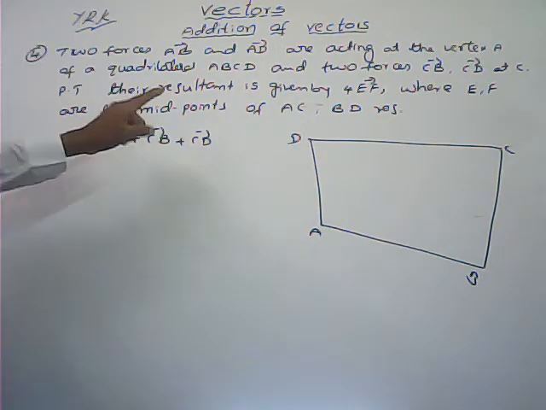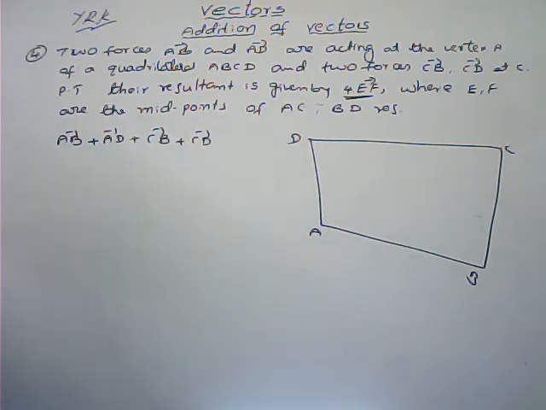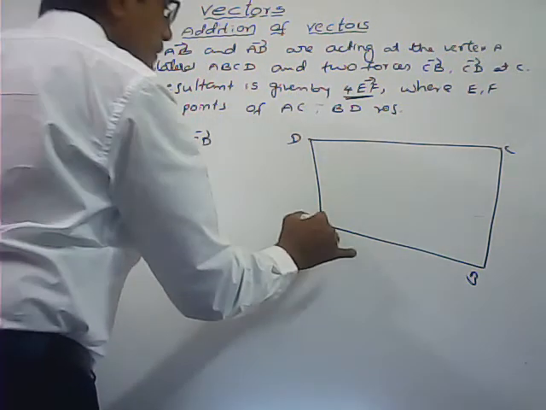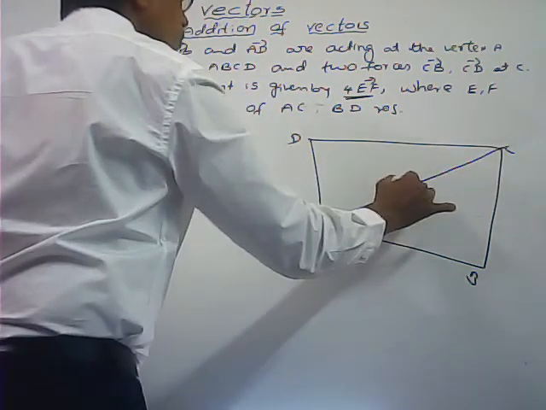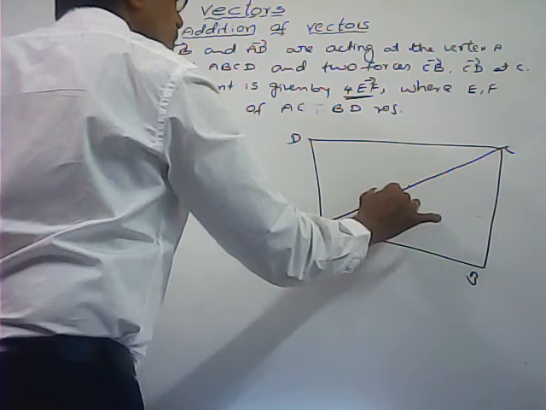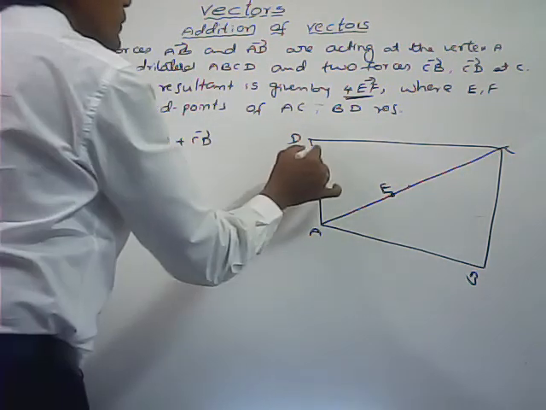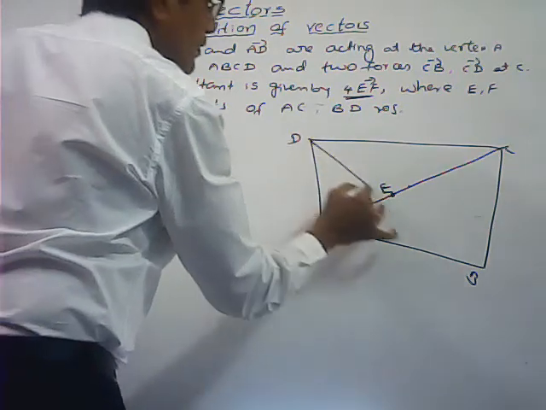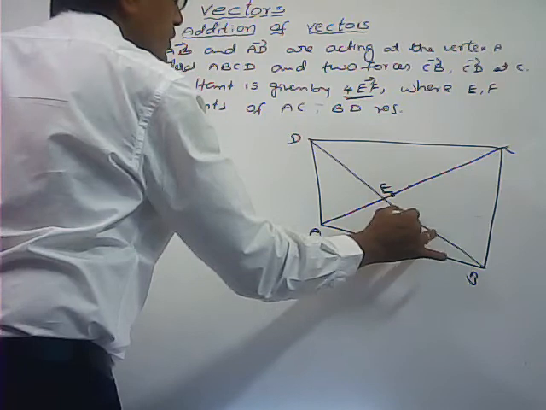is given by: here we have to prove that the resultant is equal to 4 into EF bar, where E and F are such that E is the midpoint of AC, and F is the midpoint of BD. Here I am taking this to understand.